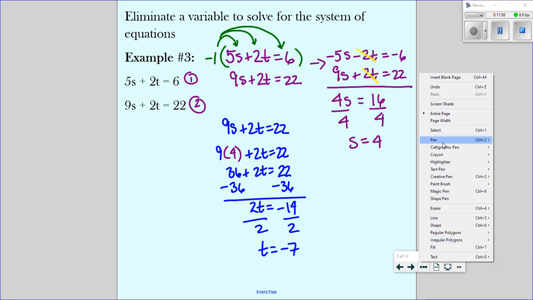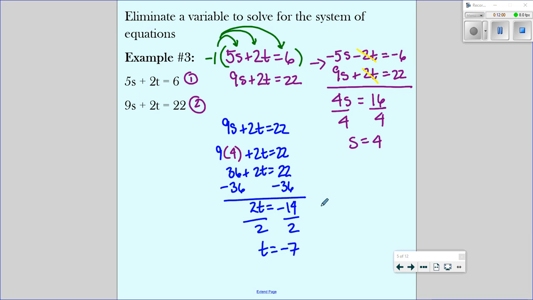All right, so I found s, I found t, and my final step is to write it in its coordinate form. Yes, we're used to seeing x and y, so then you will ask yourself, which one goes first? Will I put s or t? Again, always go back to the alphabet. Who comes first in the alphabet, s or t? S comes first, so we put s first, and then t as the second number. And there you have your answer, the solution that will satisfy both of these equations.